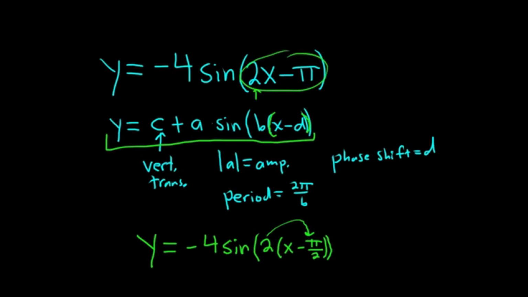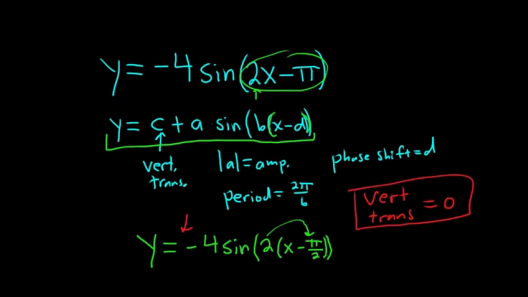So I guess first the vertical translation. I'll just put vert trans. That's going to be 0, right? Because c is 0. It's non-existent. Okay, so the vertical translation is 0. How about the amplitude? Well, that's the absolute value of negative 4. So the amplitude is just 4, right? Because the absolute value of negative 4 is 4.